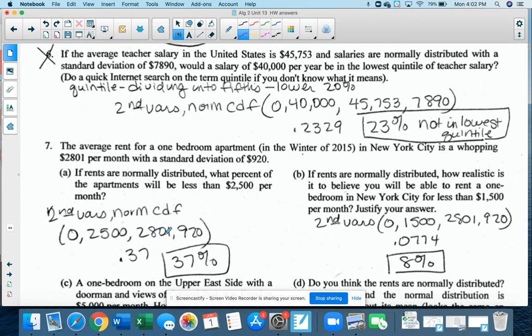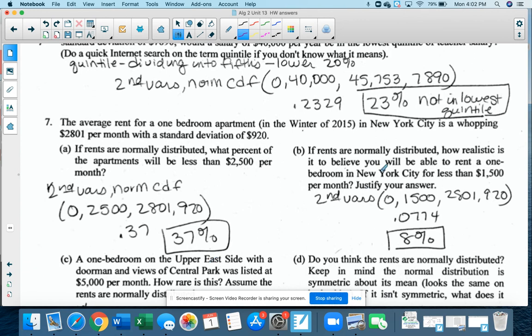My mean is 2,801, and my standard deviation is 920, and that gives me 0.37, which is 37%. Okay, so only 37% of the rents will be less than $2,500.